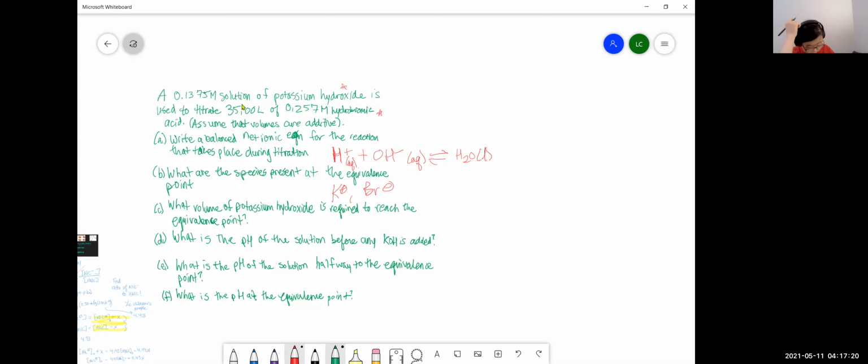So what volume is added? I'm just going to give you guys the answers so you can check this later. For part C, what volume of potassium hydroxide is required to reach the equivalence point? 65.4 milliliters. Part D: what is the pH of the solution before any KOH is added? You can just do a strong acid problem, and you should get 0.590 as your pH.